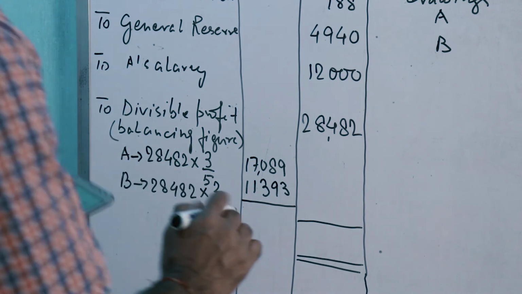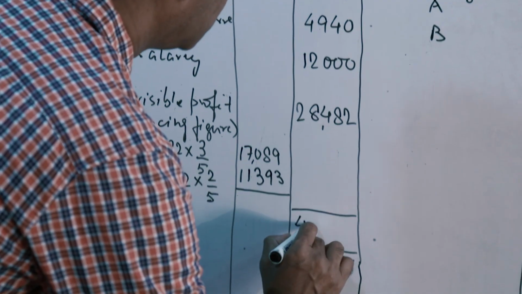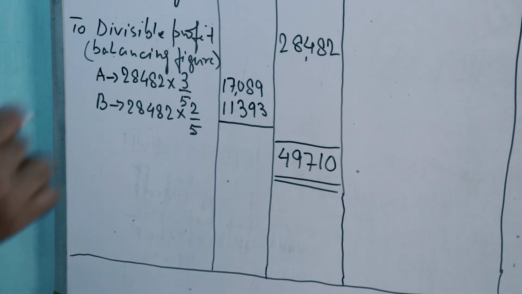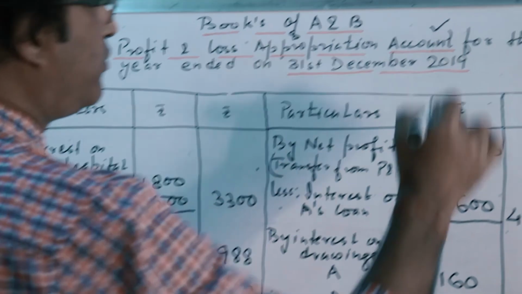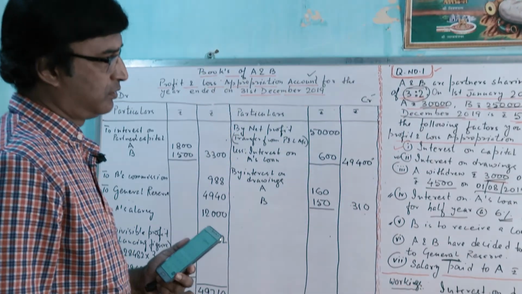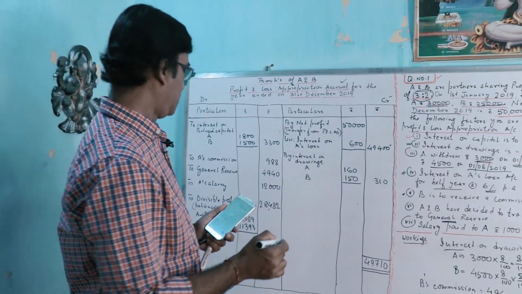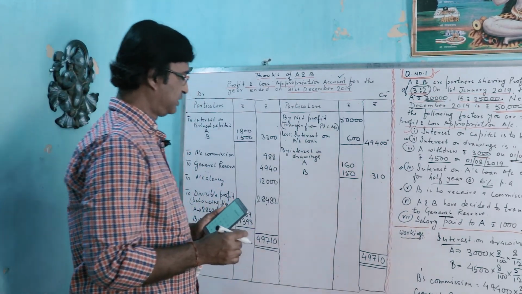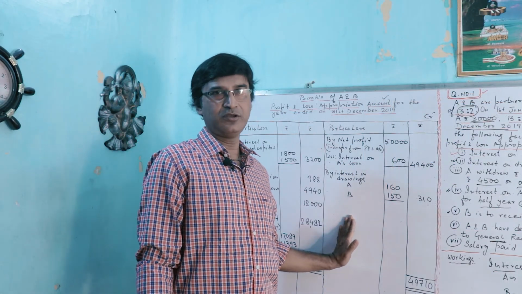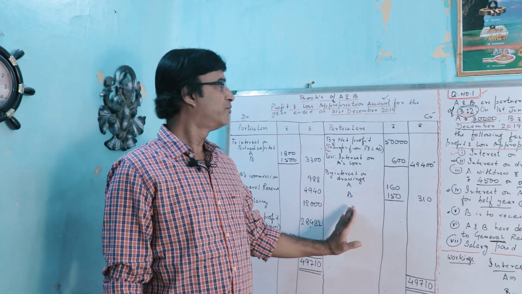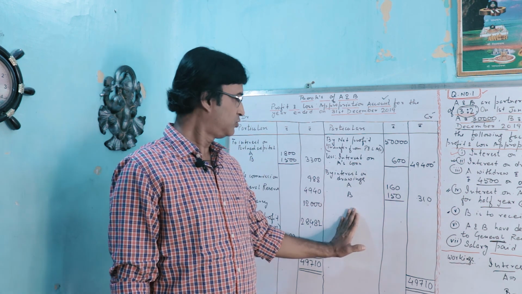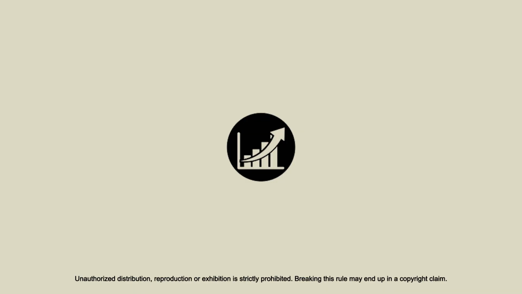And in this way, profit and loss appropriation account is prepared. It is clear? Okay. Fine. Appropriation account is complete. So that's it for today's video. Next video, I will show how to prepare partners capital account. So thank you for watching.